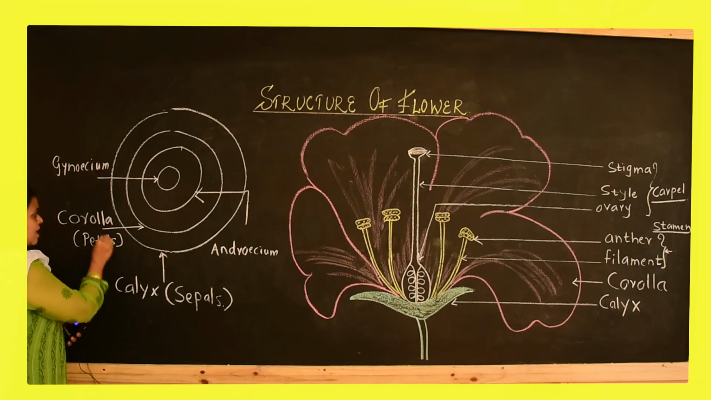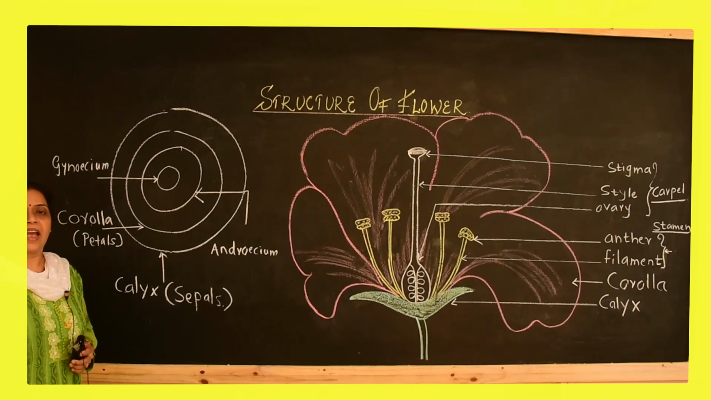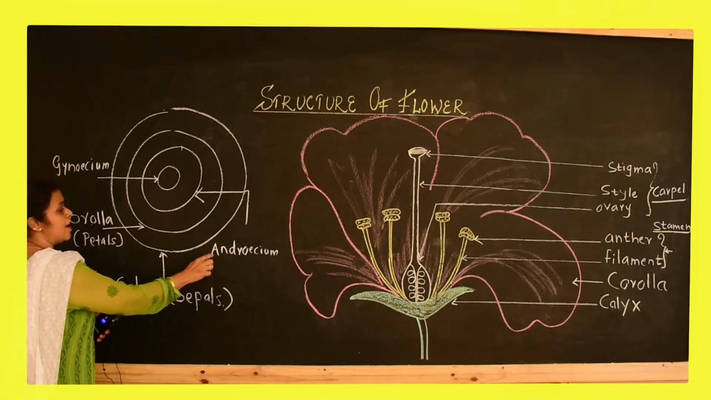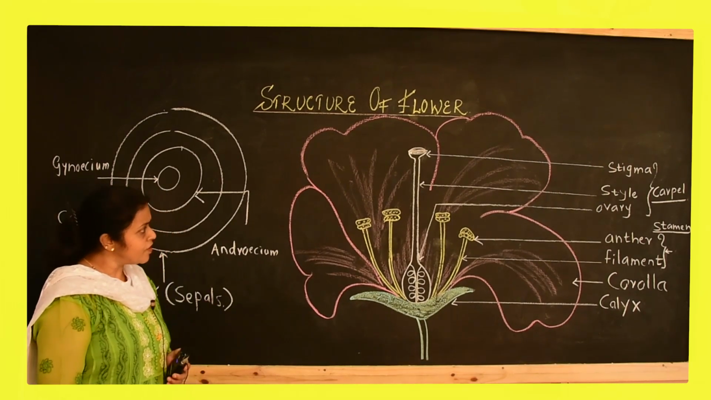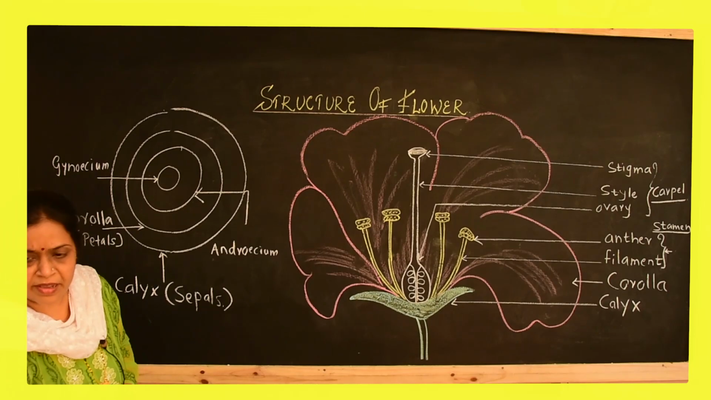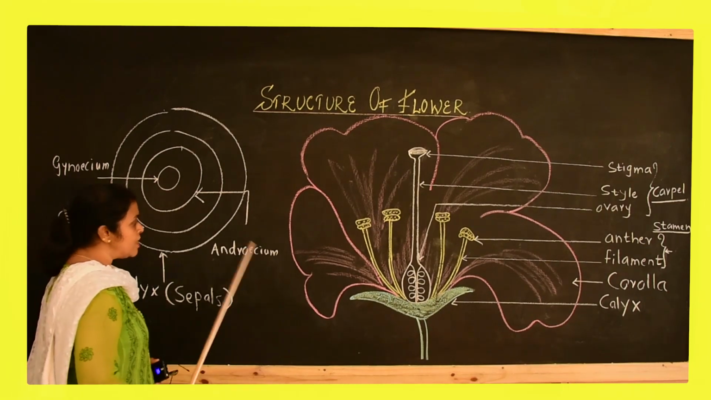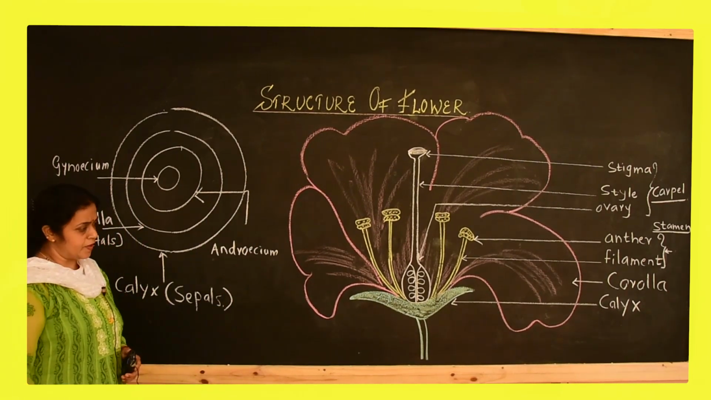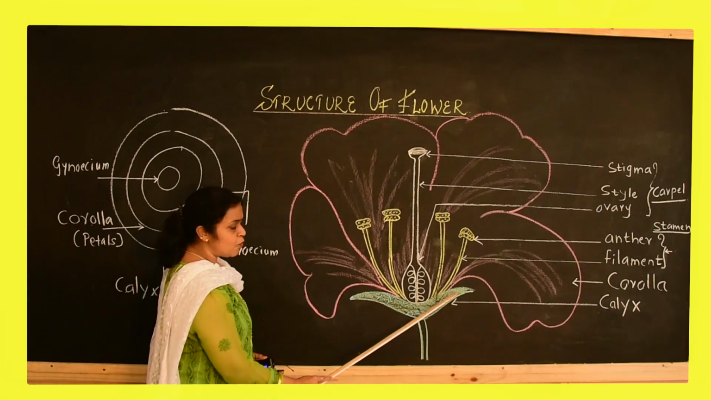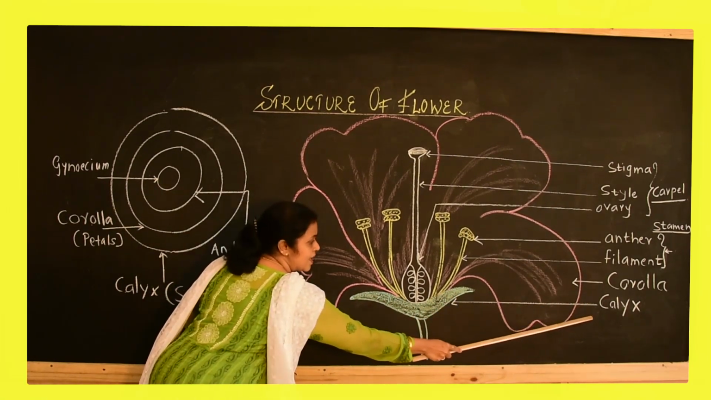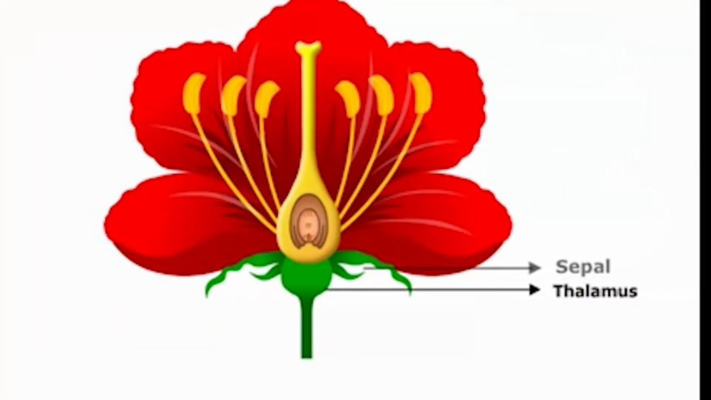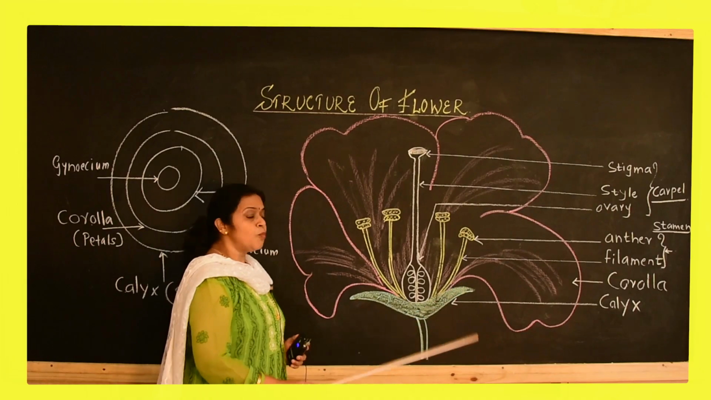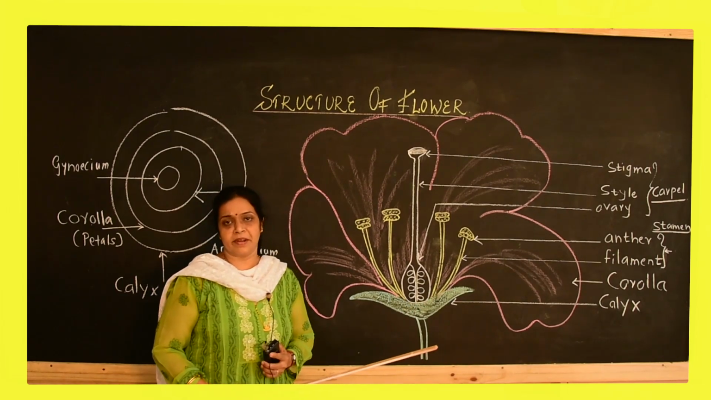This calyx and corolla are called as accessory whorls, while this androecium and gynoecium are called as essential whorls. Now just look at the figure here, that is structure of flower. You can see all these four whorls here in this figure. See, this is the outermost whorl which is called as calyx. This calyx is made up of sepals. Generally, sepals are green in color. The function of sepals is to protect the flower in bud condition.